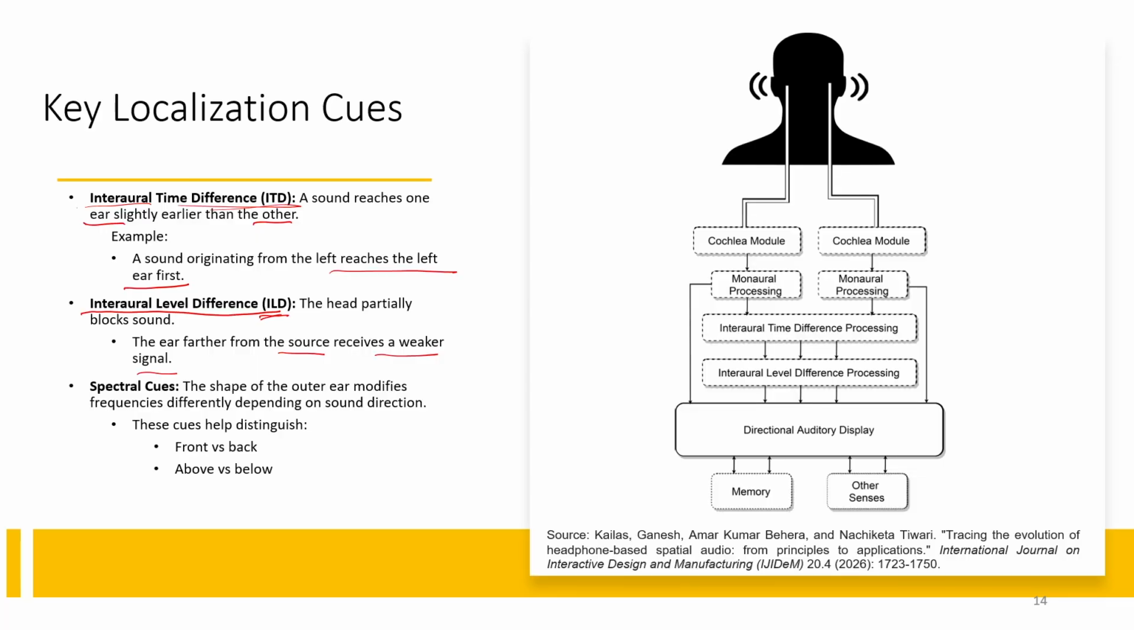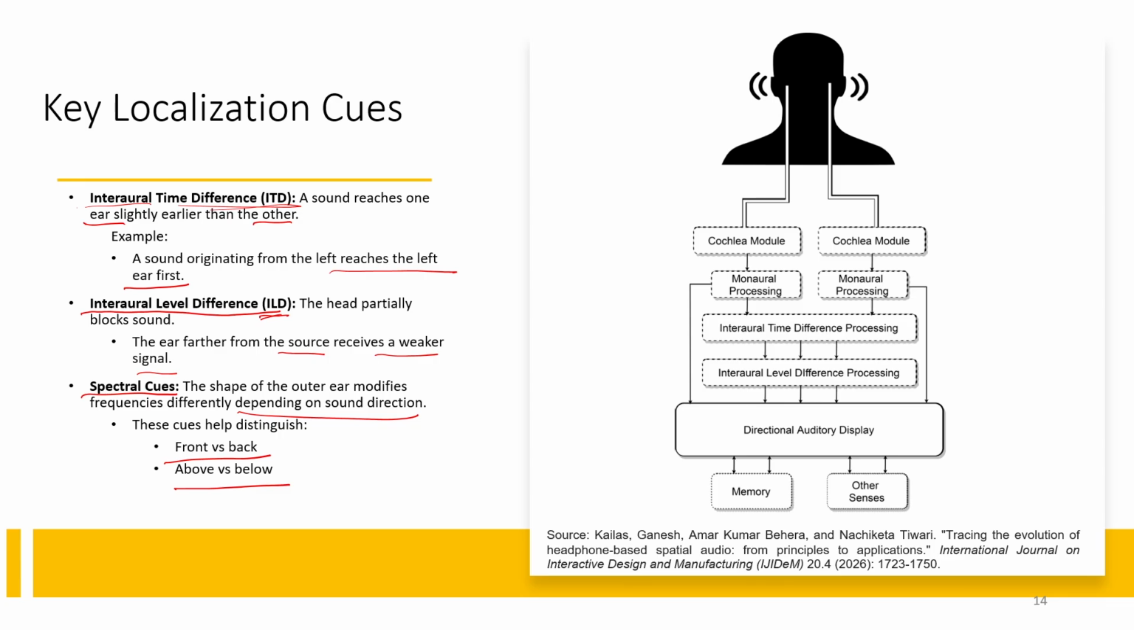The third cue is that of spectral cues. The shape of the outer ear modifies the frequencies differently depending on the sound direction. So, the shape of our outer ear is able to modify the frequencies depending on the direction of the sound. These cues let us know whether it is coming from the front or from the back or from above or below. So, here is an illustration that explains how this works.